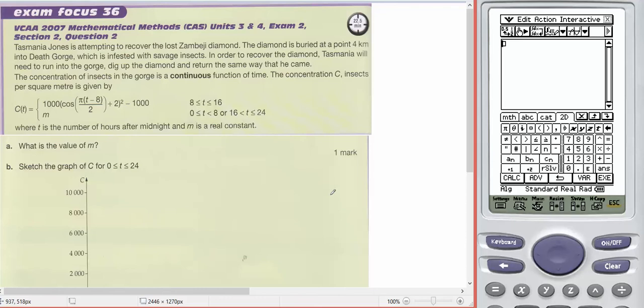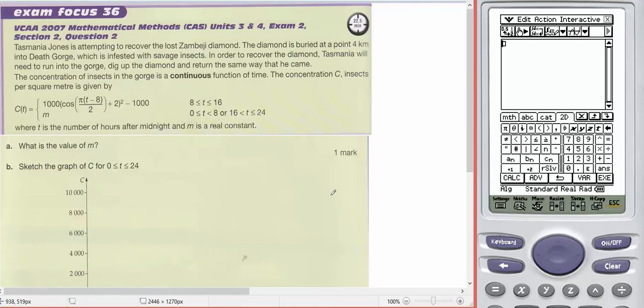The diamond is buried at a point 4 kilometres into Death Gorge, which is infested with savage insects. In order to recover the diamond, Tasmania will need to run into the gorge, dig up the diamond and return the same way that it came.